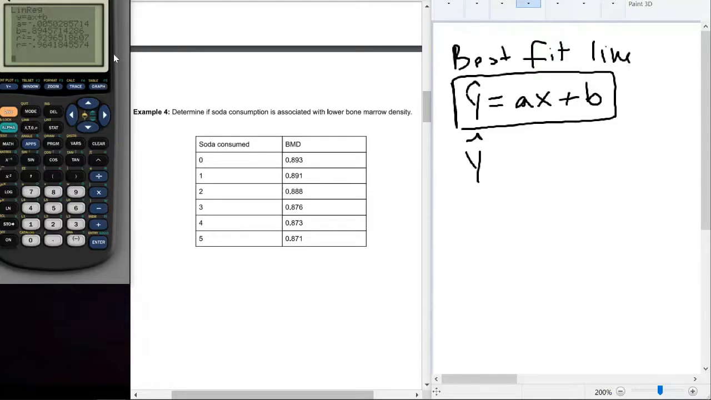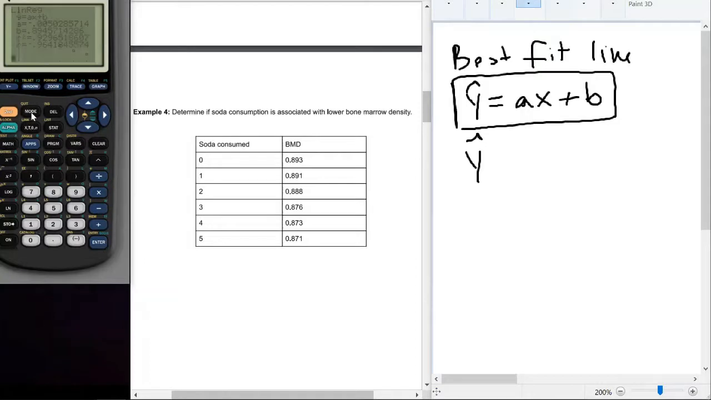Now, what I want to do is put a straight line that best fits this data set in order for us to really work with this model. There's a lot of interesting things we can do once we have a best fit line. So let me show you how we actually get the best fit line onto the calculator.